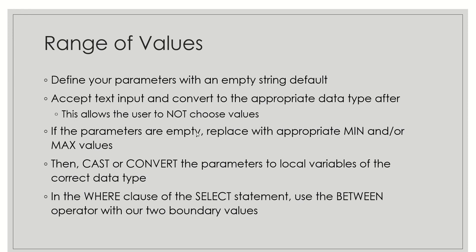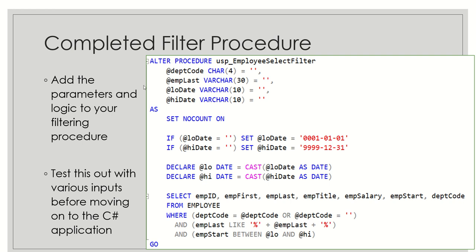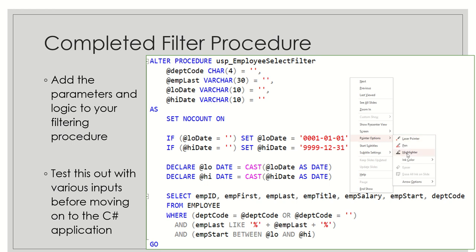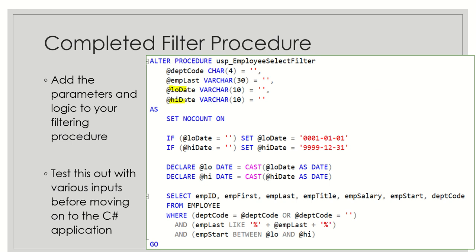If the parameters are empty, we're going to replace with appropriate min or max values, and then after that, cast or convert the parameters to the correct data type. In the where clause, we're going to use the between operator. So let's take a look at how something like this would work. We're altering the procedure to add 2 more parameters, one for the lower bound and one for the upper bound. And in this example, we're going to do the dates. So the employee's start date between a set of 2 dates.